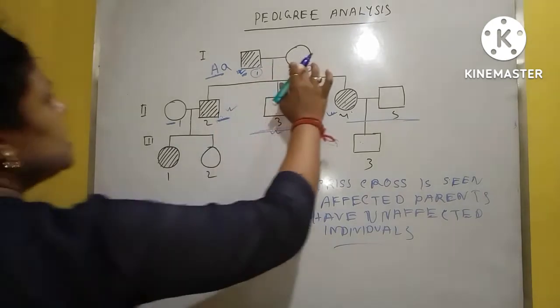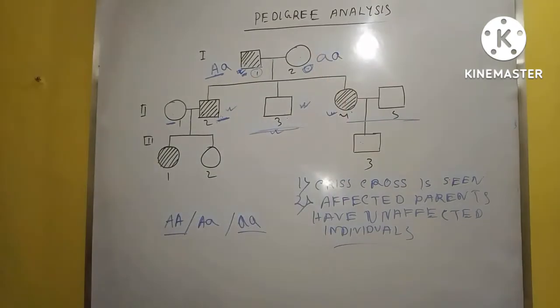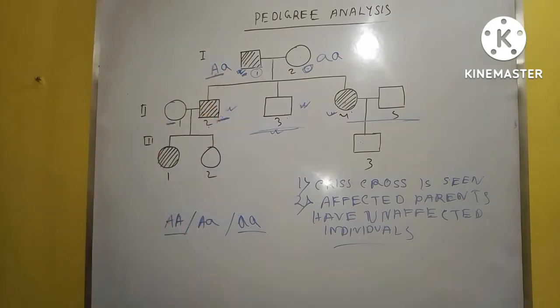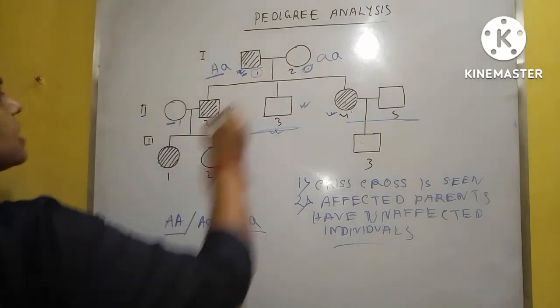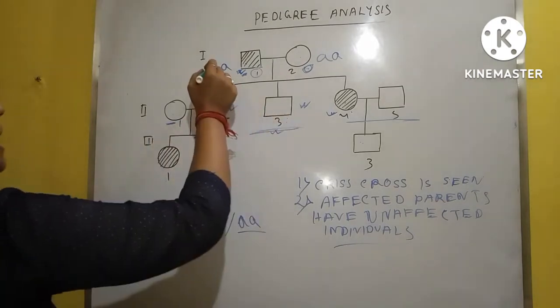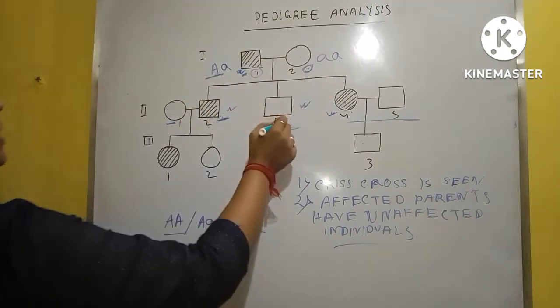And here, suppose it is unaffected, so you can write in this form. So what will happen? A gene is transported from here to this, and another A gene is transported from here to this. And in the second case, A gene is transported to here, and A gene is transported to here.